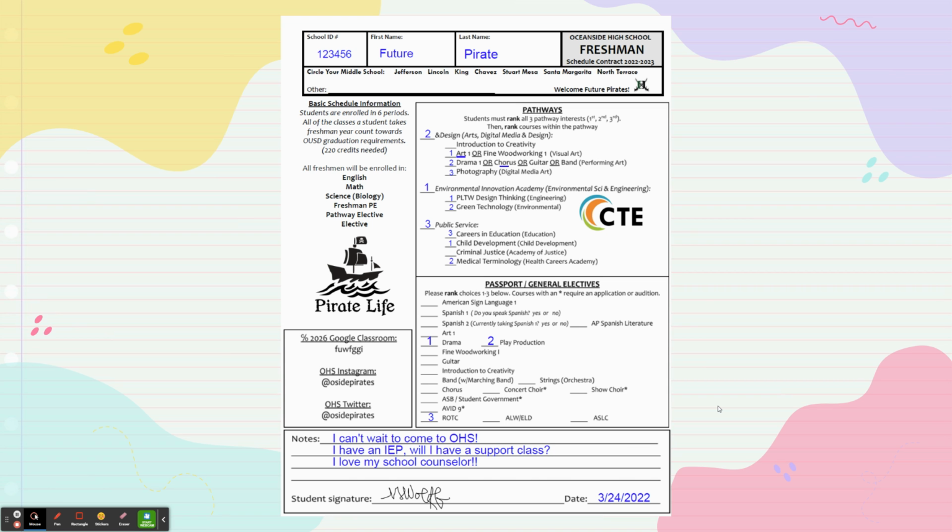So if this was a form that was given to me as a counselor, the classes I would put this student in would be engineering, because that's their number one choice in their number one pathway, and drama. So the student's schedule would be English, math, biology, PE, engineering, and drama. That would fill up their 6 periods.